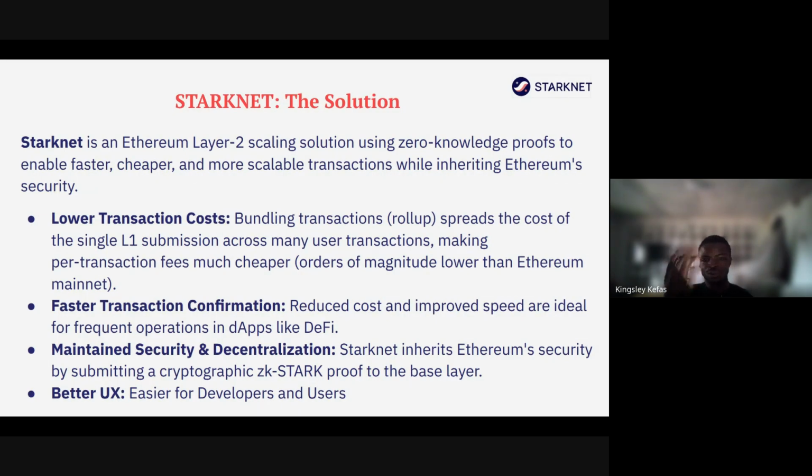If it was on Starknet, you would have spent $0.01 or less as transaction cost. So you would have had about 12.9 dollars left for you to flex, right? The next solution is that it maintains security and decentralization.